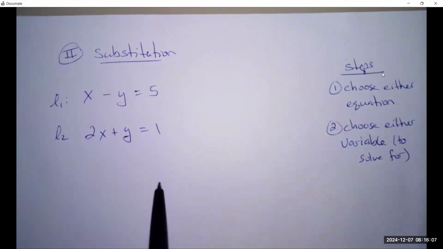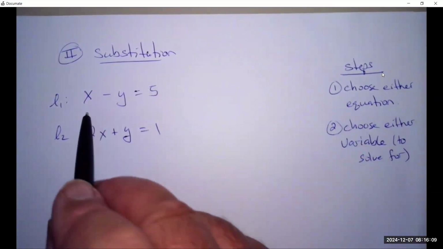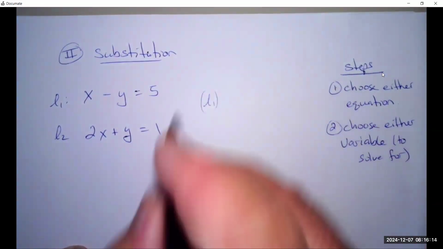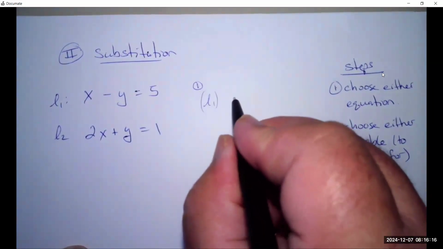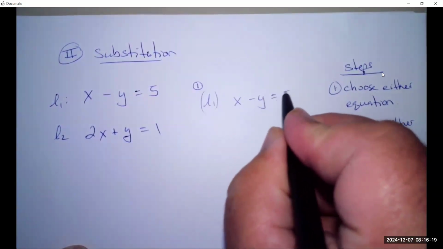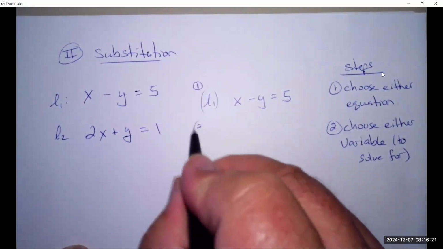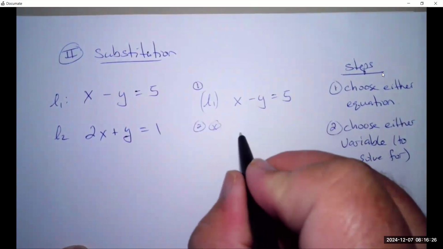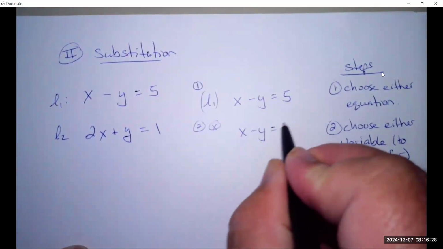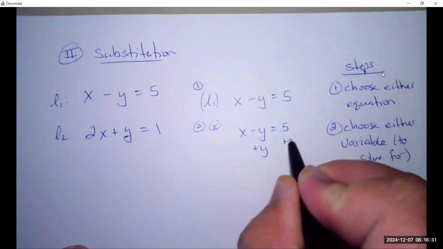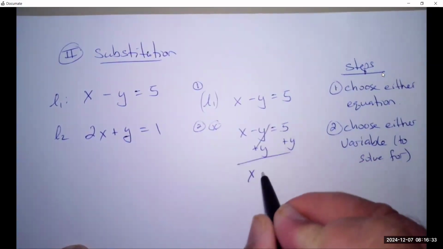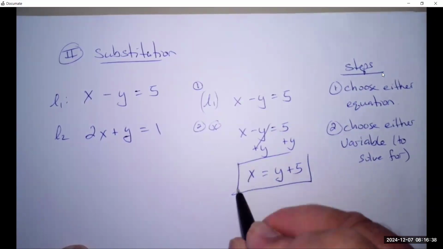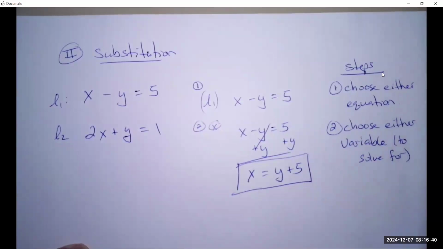Let's see this. So in my first step, I'll look at line 1 because it's easiest. I chose line 1. This is step 1. So it's x minus y equals 5. Step 2, out of these two, I'll go ahead and choose x. So I'm solving for x. So I get rid of the y. x is equal to y plus 5. We'll come back to this one later on.